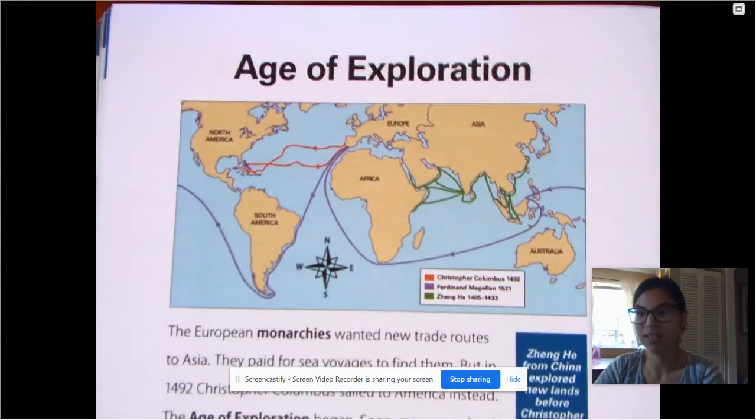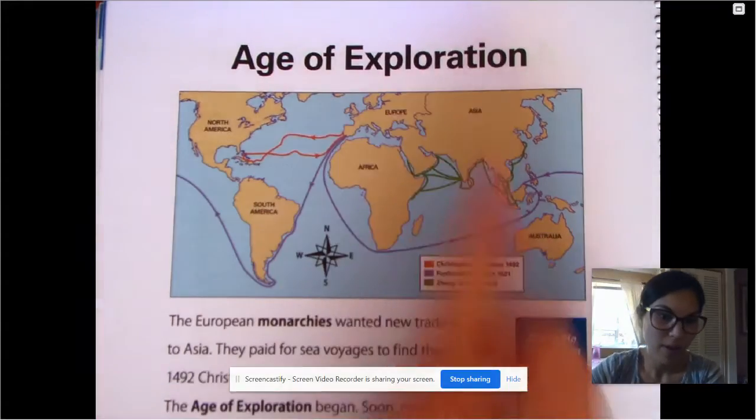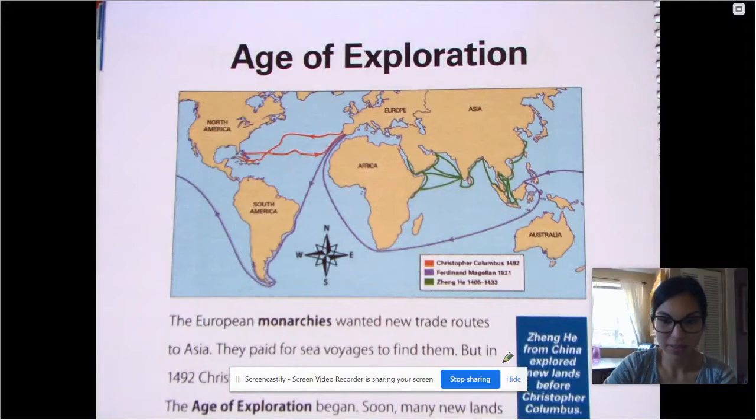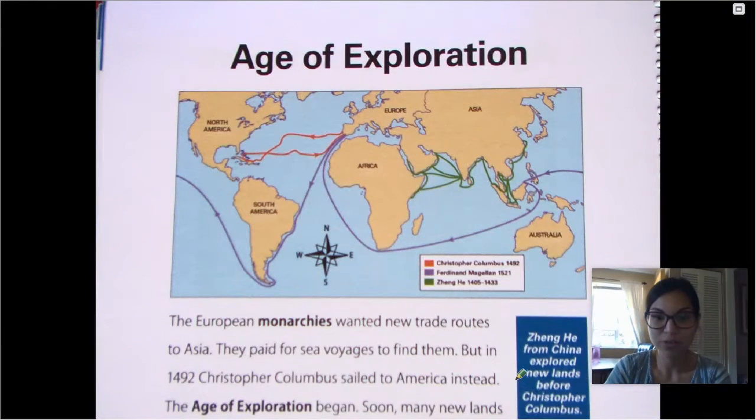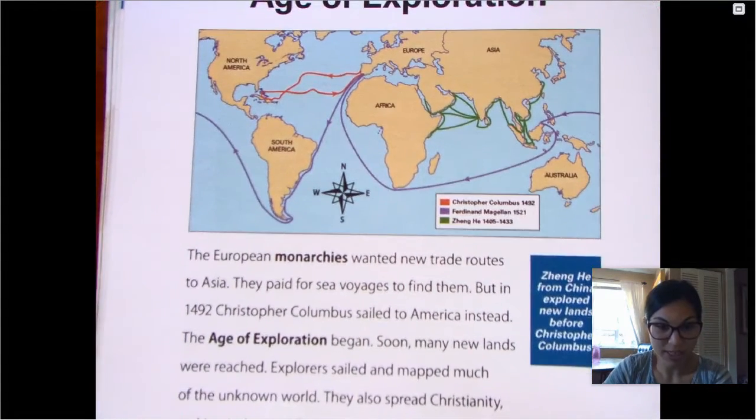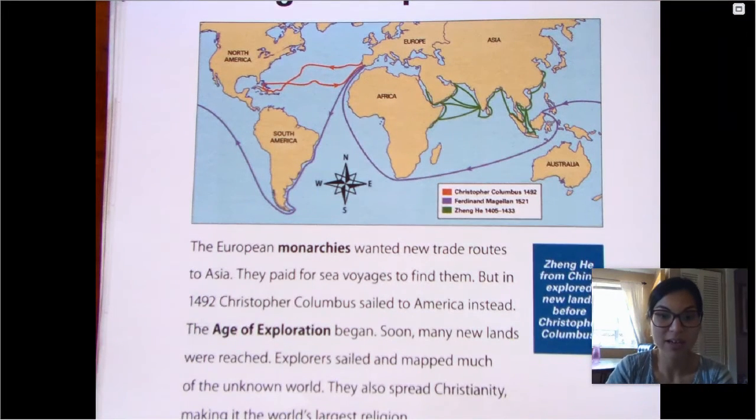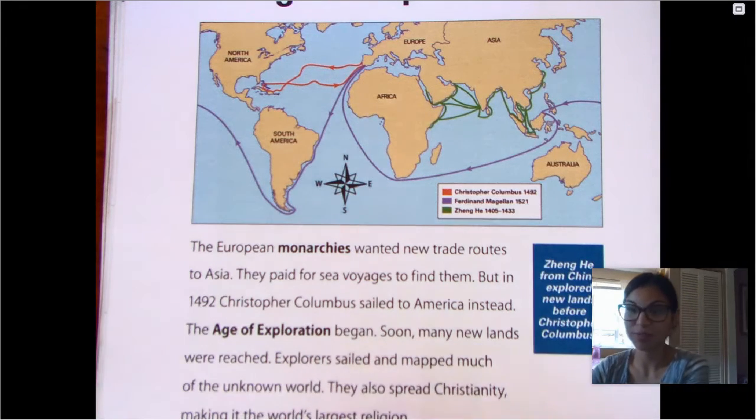We're going to begin with the age of exploration. The European monarchies first wanted new trade routes to Asia. They paid for sea voyages to find them. But in 1492, Christopher Columbus sailed to America instead. The age of exploration began. Soon, many new lands were reached. Explorers sailed and mapped much of the unknown world. They also spread Christianity, making it the world's largest religion.